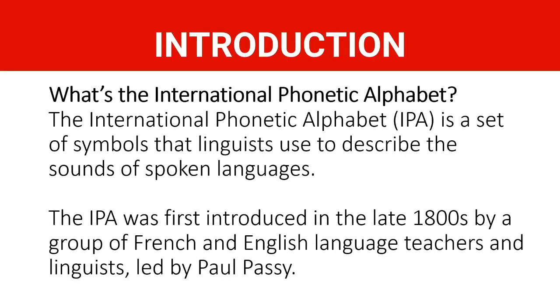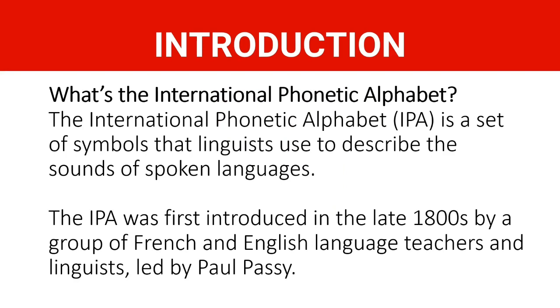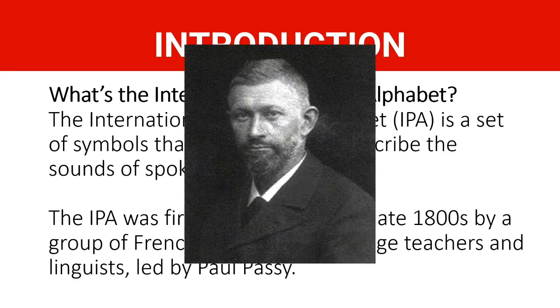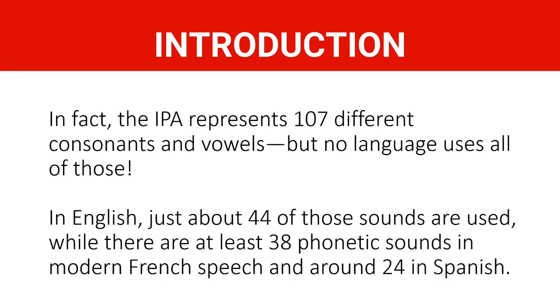The International Phonetic Alphabet, or IPA, is a set of symbols that linguists use to describe the sounds of spoken languages. The IPA was first introduced by a group of French and English language teachers and linguists, led by Paul Passy. In fact, the IPA represents 107 different consonants and vowels, but no language uses all of those.